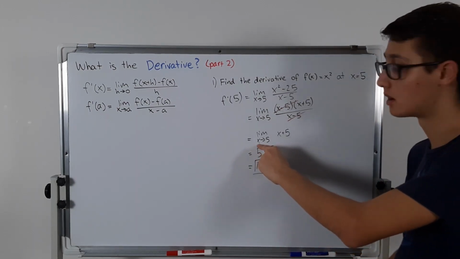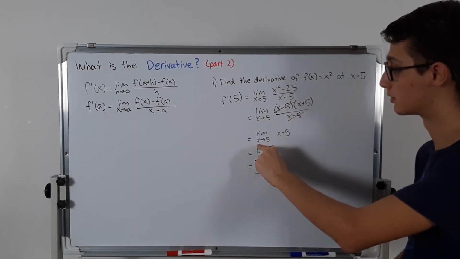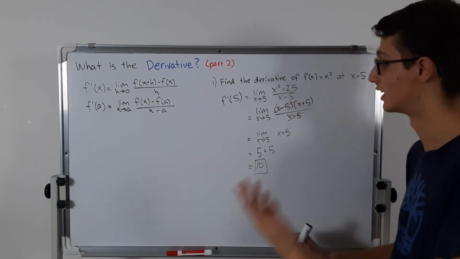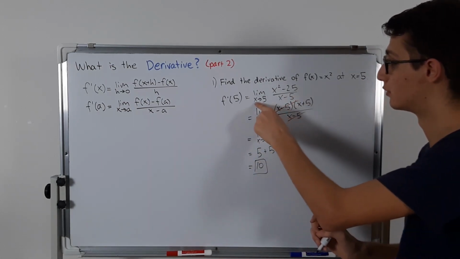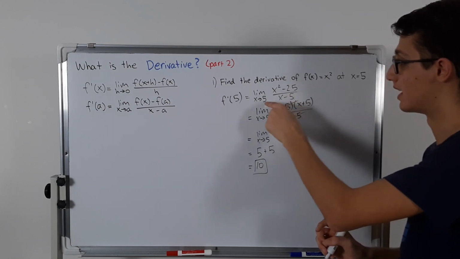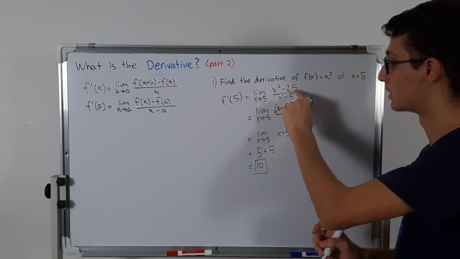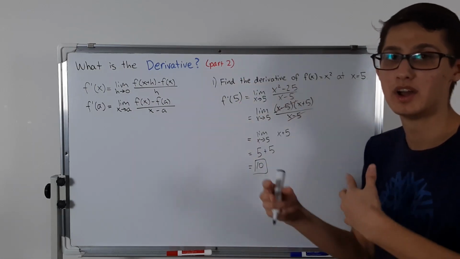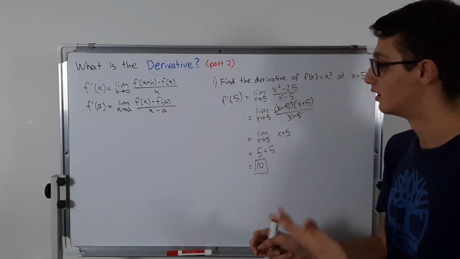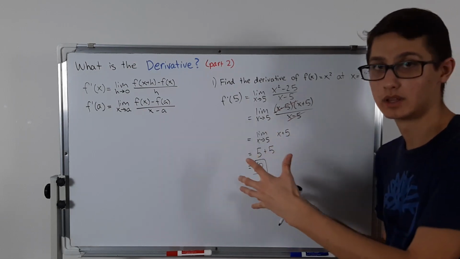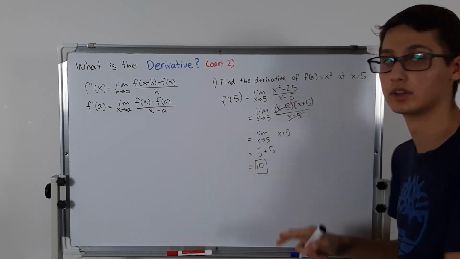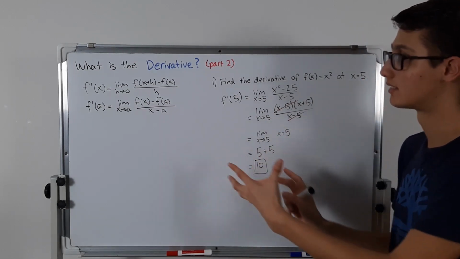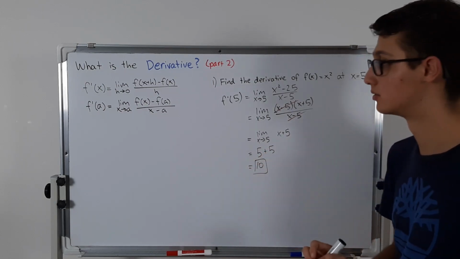Again, just remember, we can't just plug x equals 5 in at the very beginning, because if we plugged that in first, we'd have 5 squared minus 5 squared over 5 minus 5, which is 0 over 0, which you can't actually do. So we have to wait to plug in everything until everything's fully simplified. But yeah, that's a little more about the derivative.